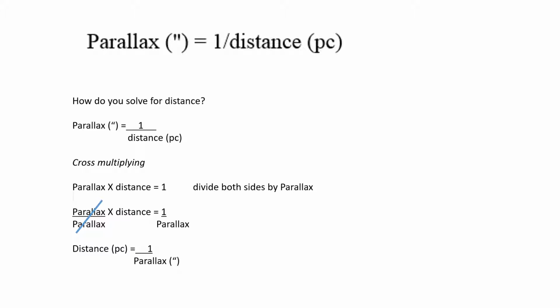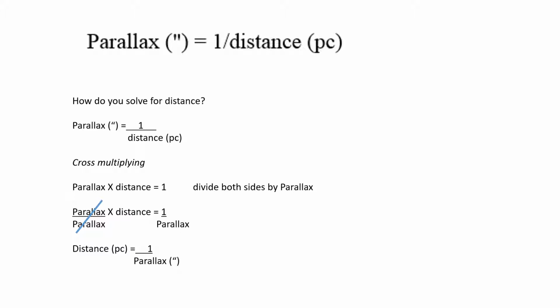So here again is the basic formula from the formula sheet. Parallax in seconds of arc equals 1 divided by distance in parsecs. So how would we solve for distance? If you're very familiar with algebra, you might just realize, well, you just flip the two things, and it becomes distance equals 1 over parallax. But if you're not comfortable doing that, let's walk through how you would do that by cross-multiplying.